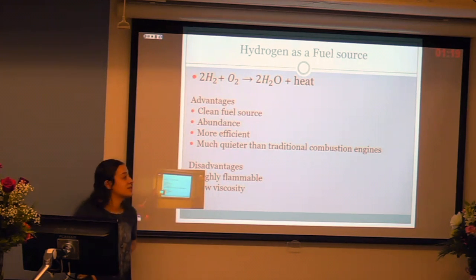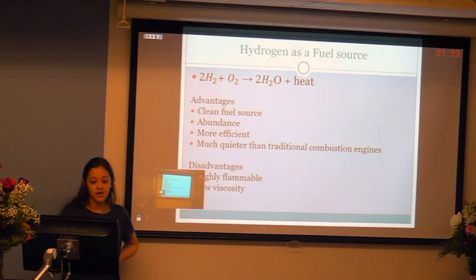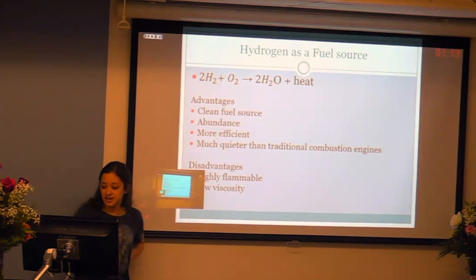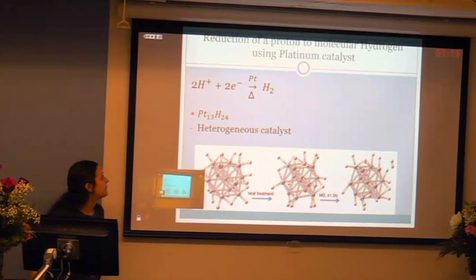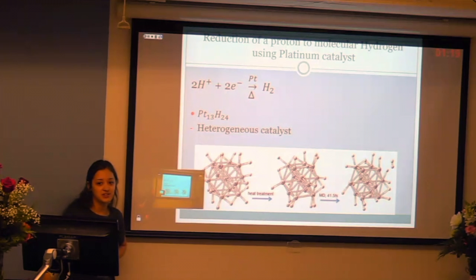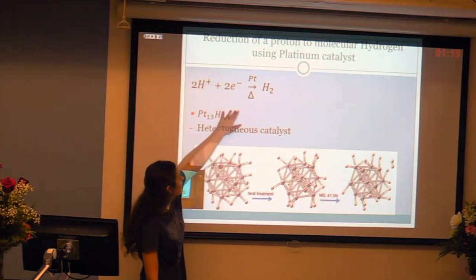I talked about there being an abundance of hydrogen, but hydrogen gas is very rarely found in the air because it's lighter than the air, so it's up above in our atmosphere. So instead of trying to obtain this hydrogen gas somehow, we can create it, and that leads me to my experiment. I focused on the reduction of a proton into molecular hydrogen using a platinum catalyst, and this is the reaction that I used.